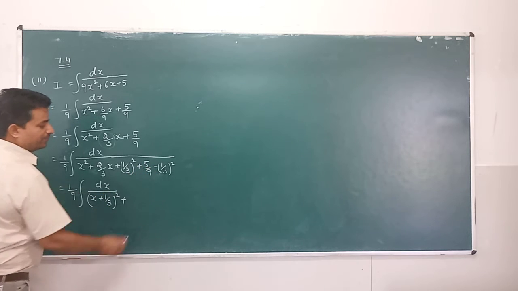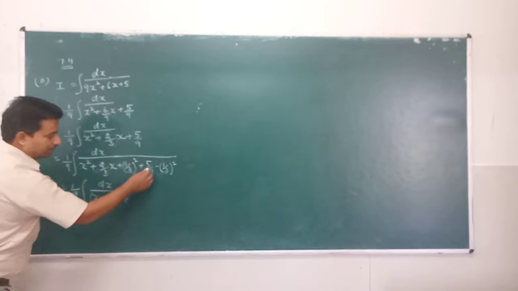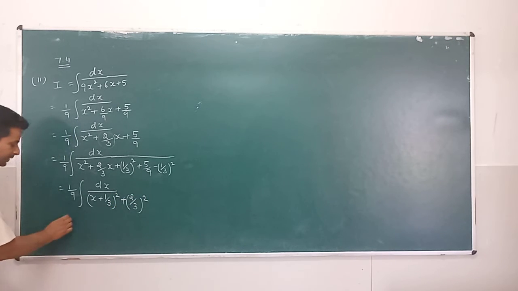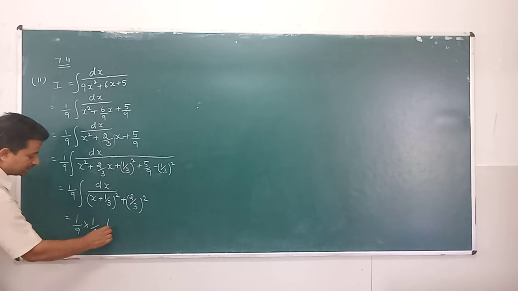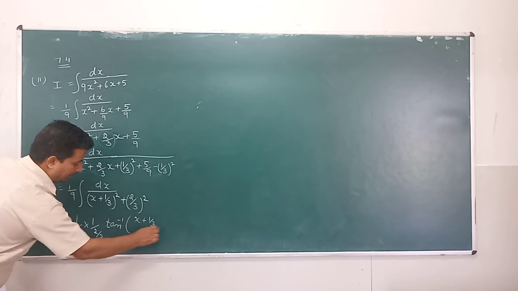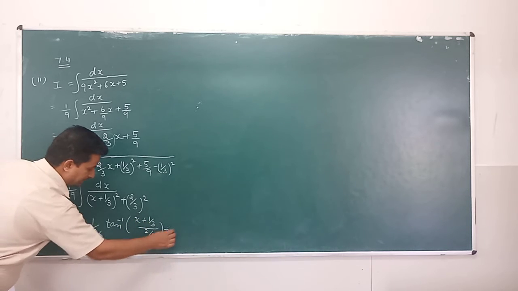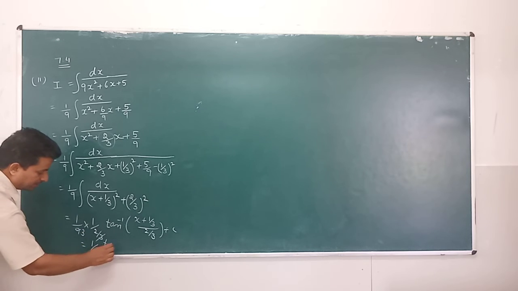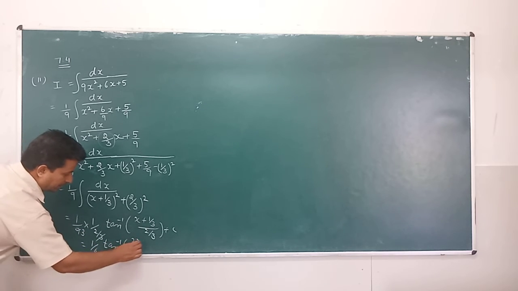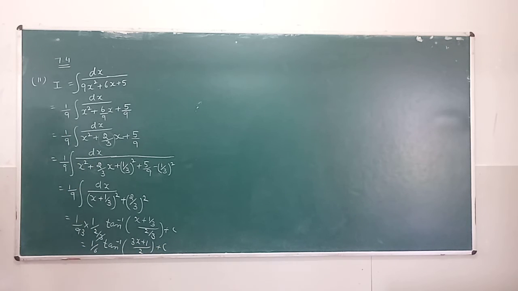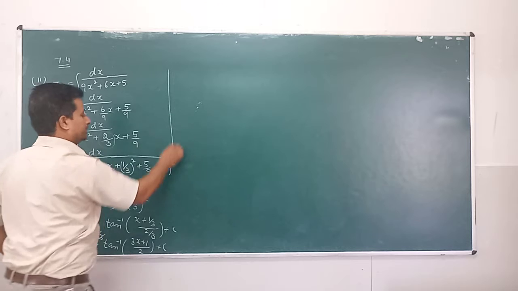This is 5 minus 1, this is 1 upon 9. This is 4 upon 9, which is 2 upon 3 whole square. This is the formula of 1 upon a tan inverse x upon a, where a is 2 upon 3, plus c. When we cancel out, this is 1 upon 6 tan inverse 3x plus 1 upon 2 plus c, is the answer of this question.